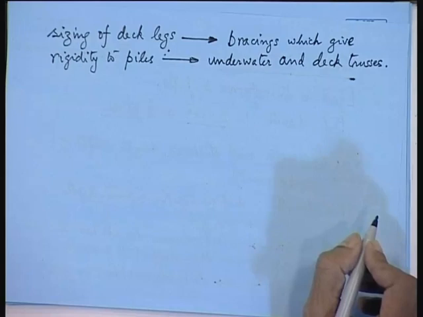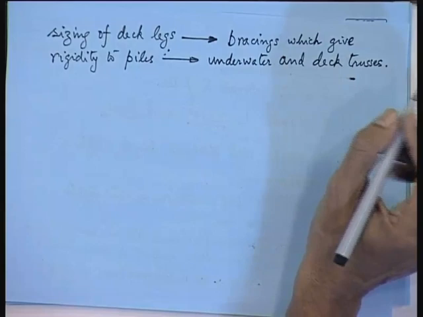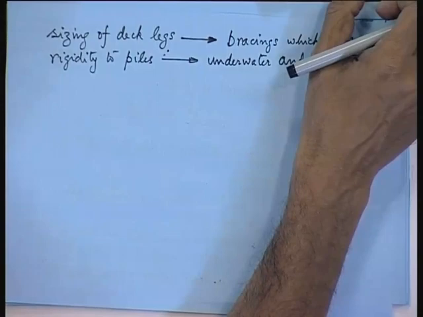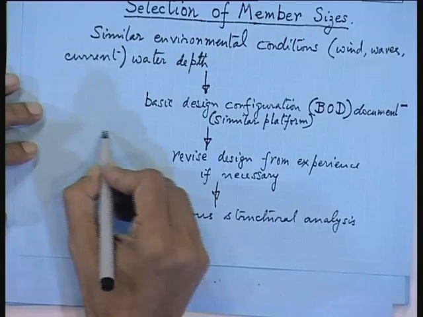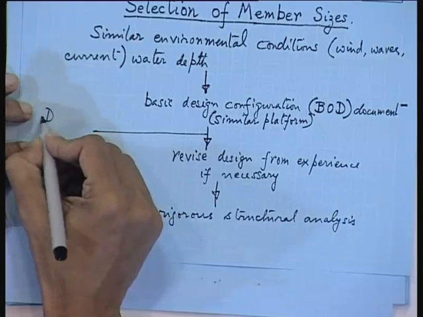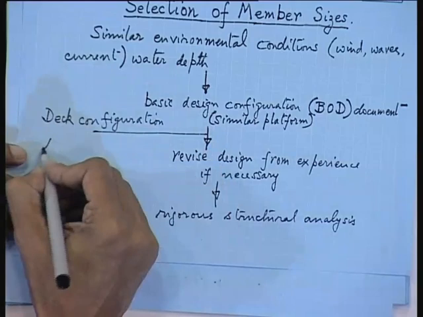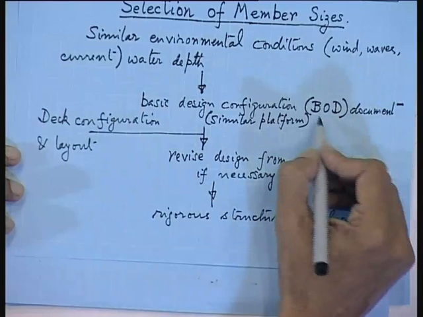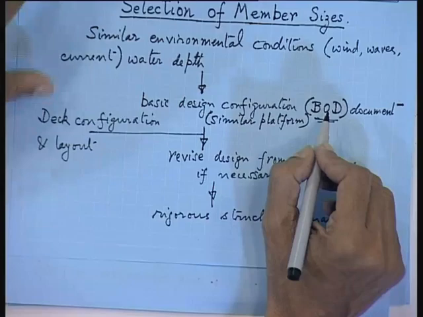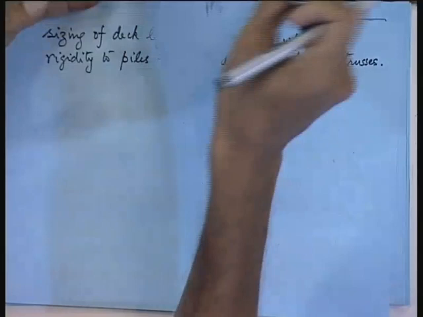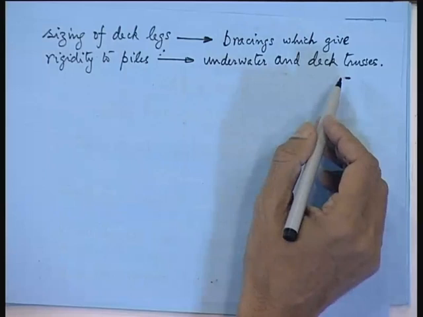Now this is coming to the selection of member sizes, and the other thing that I have already talked about is that you come to this from your deck layout. At this stage you should be ready with your deck layout. Now remember, this you are giving to the BOD, that is the basis of design. So this has already been conveyed to the client. So this is very important before you venture out on this underwater truss. And the final thing will be your underwater and deck trusses and the pile size.